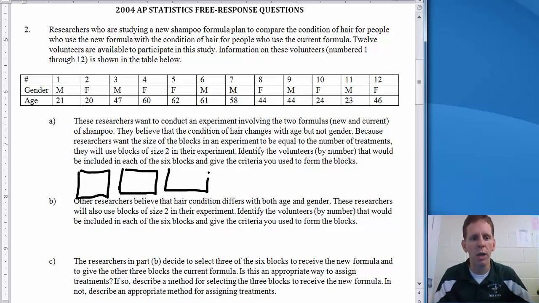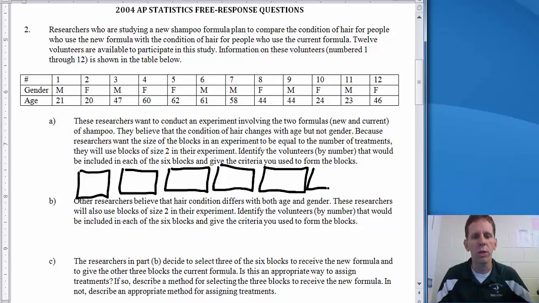When you make blocks, you want to make sure that the individuals or units within each block are similar. So what we don't want is a young person and an old person in each block. What I want is, for example, the 2 youngest people, which would be the 20 and 21-year-olds, numbers 1 and 2.